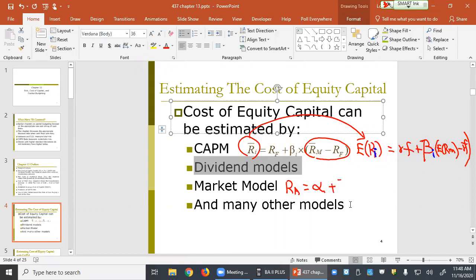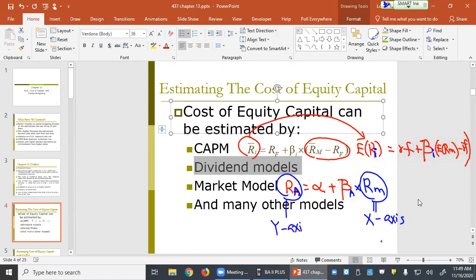Plus we also have a beta, but this is a different beta. The market model's beta and the CAPM beta are two different things. This is beta for that asset A. Then rather than multiply the beta by the market risk premium, we multiply it by RM, which is the return of the market portfolio. In the regression, the return of the market portfolio is your x-axis, while the return of your company is your y-axis.